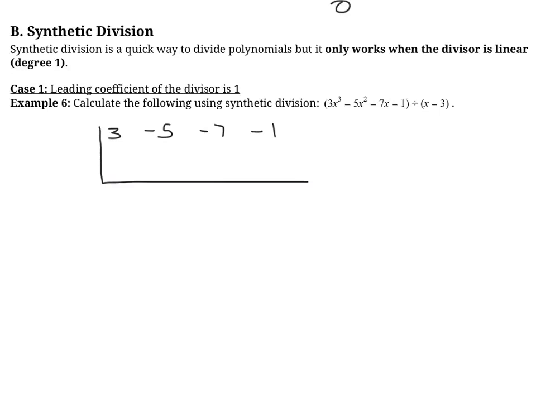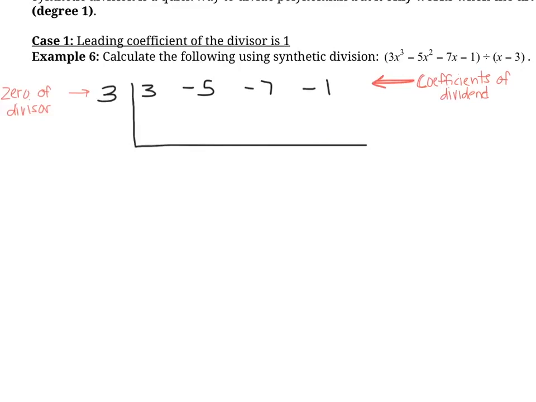Okay, so second step. The number that we're going to write here is the 0 of our divisor, which means if I were to set this thing equal to 0, what would x be? And in this case, x would be 3. So that's the number that we're going to write out here. Okay, so next on our trip to the land of synthetic division, we're going to bring down this first number. Don't ask me why, but that's just going to happen.